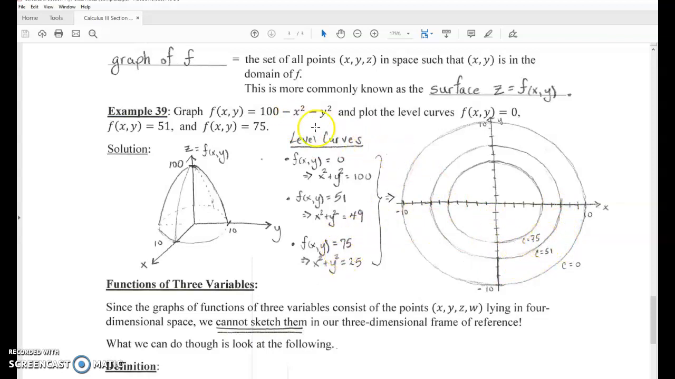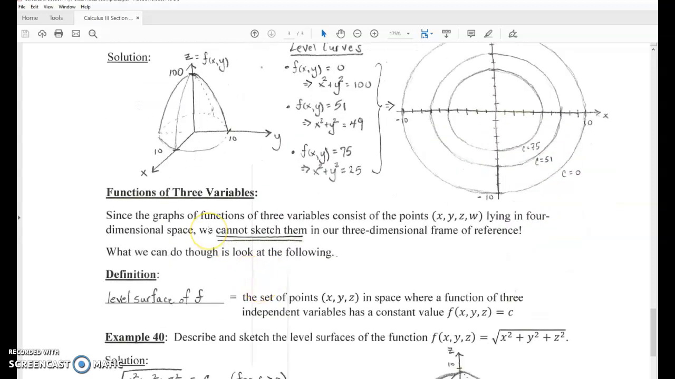And similarly for the constant c equals 75, you set f of x, y equals 75. Plug it in here, and you see that that's the circle x squared plus y squared equals 25. So that's a circle of radius 5. So I cut it at 51, I cut it at 75, and you can see these level curves are closer to each other, which is indicating there's a steepness. Imagine this is a mountain. It's steeper here than it is down here. So the level curves are not as close together here. It's not as steep in this area as it is in the area between these two level curves.